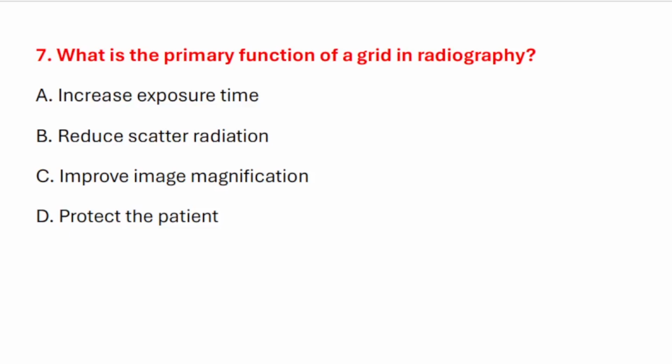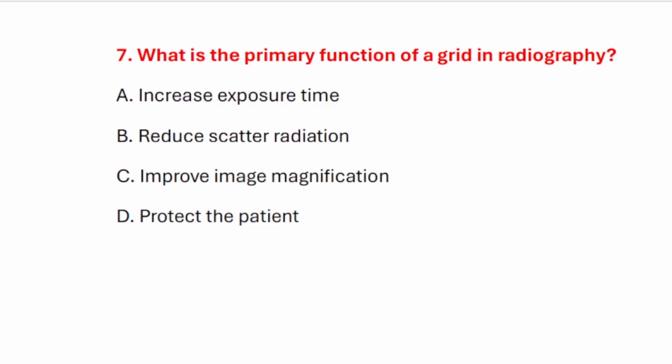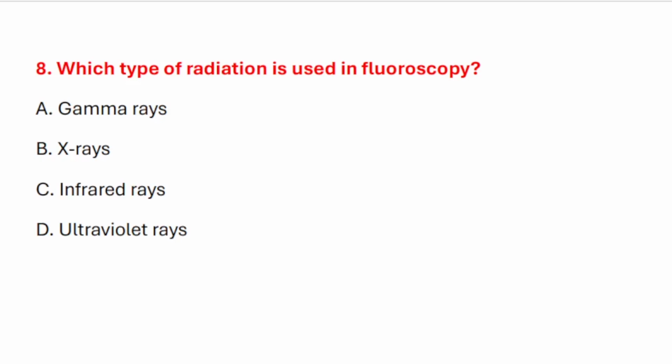Question number 7. What is the primary function of a grid in radiography? Correct answer is option B, reduce scatter radiation. Question number 8. Which type of radiation is used in fluoroscopy? Correct answer is option B, X-rays.